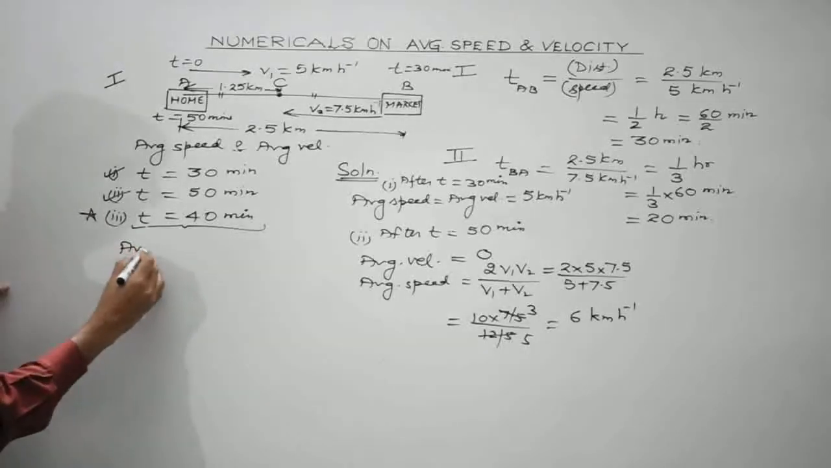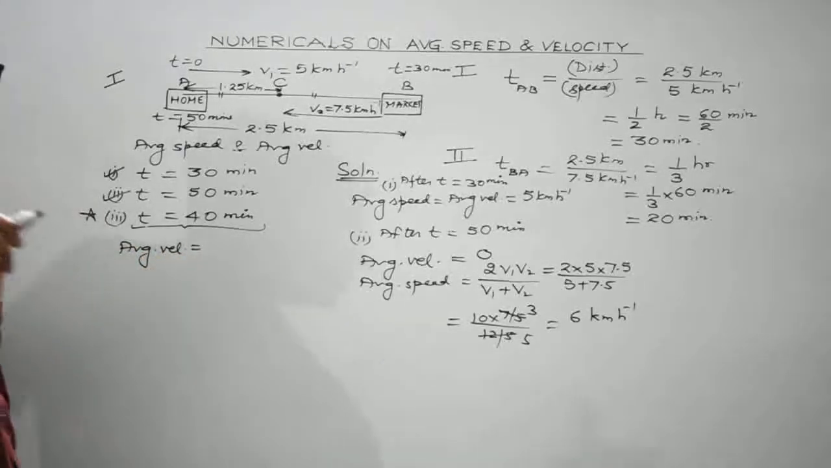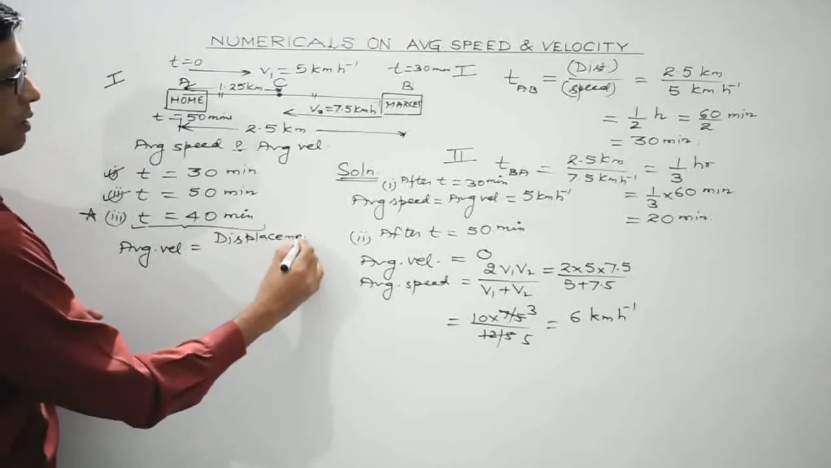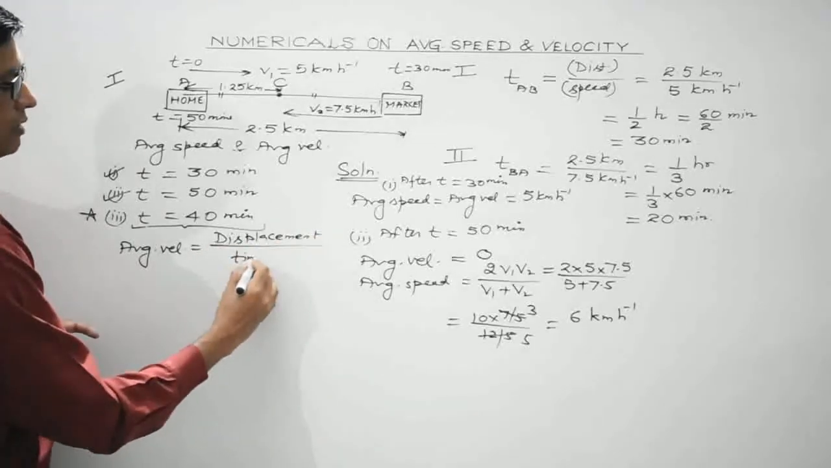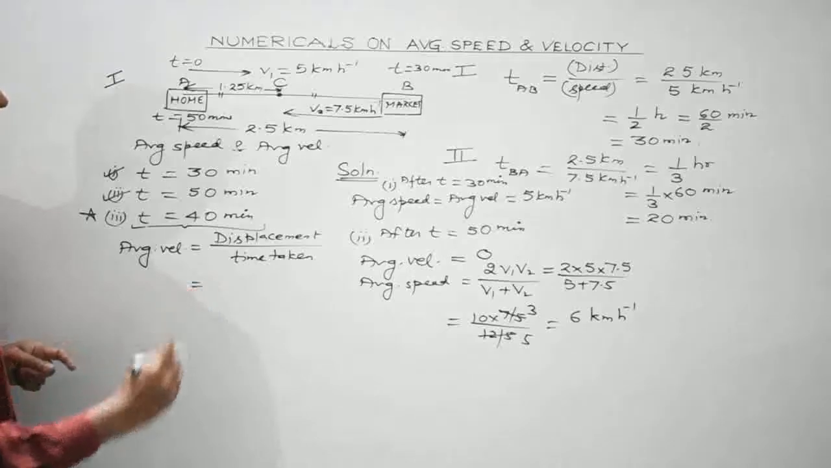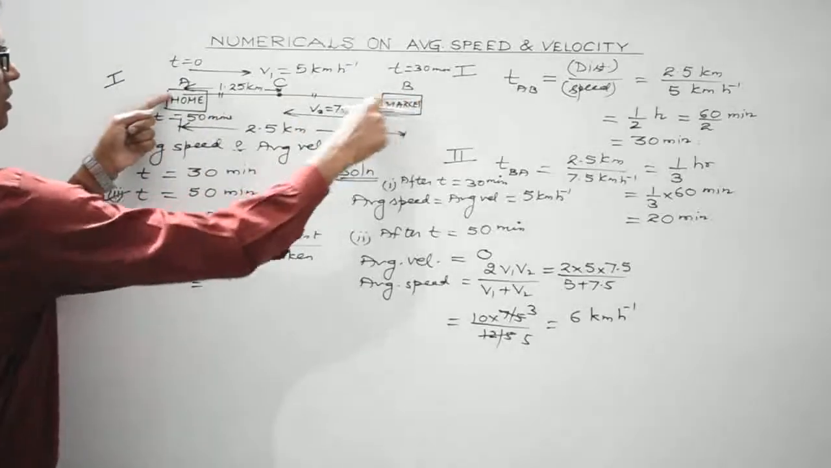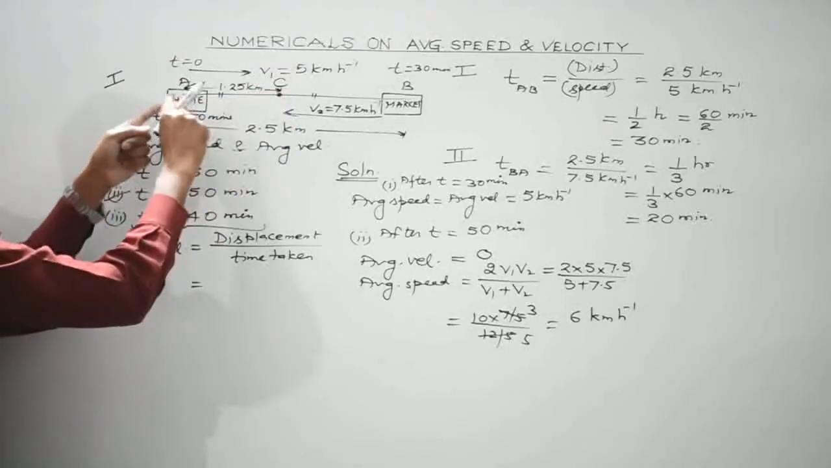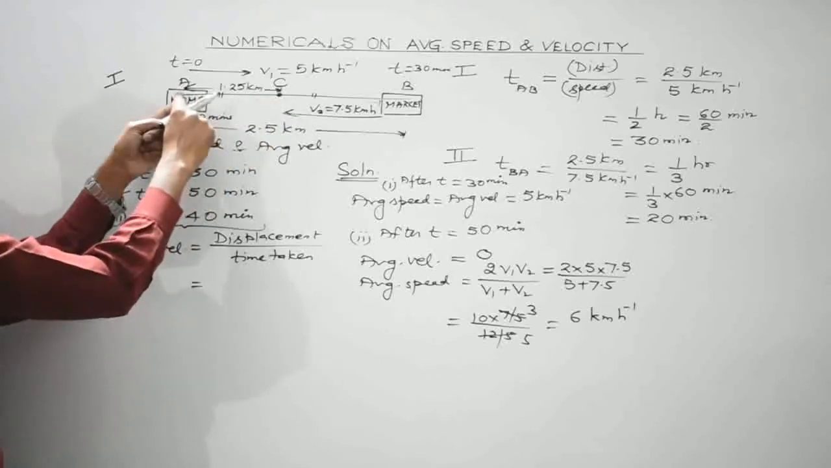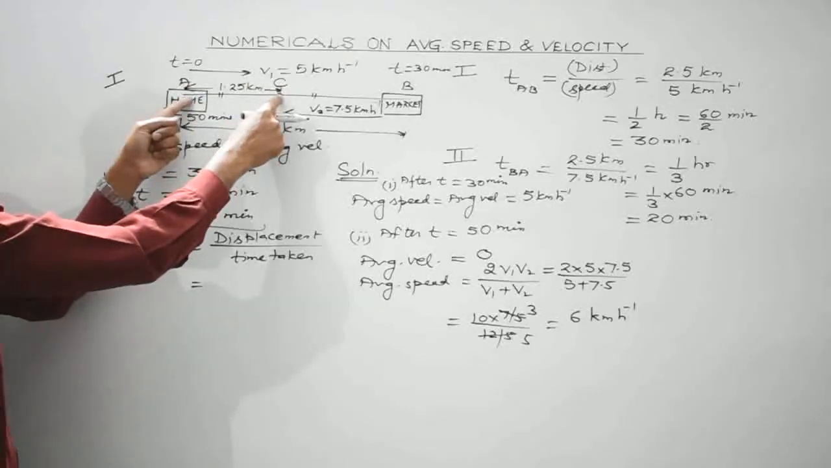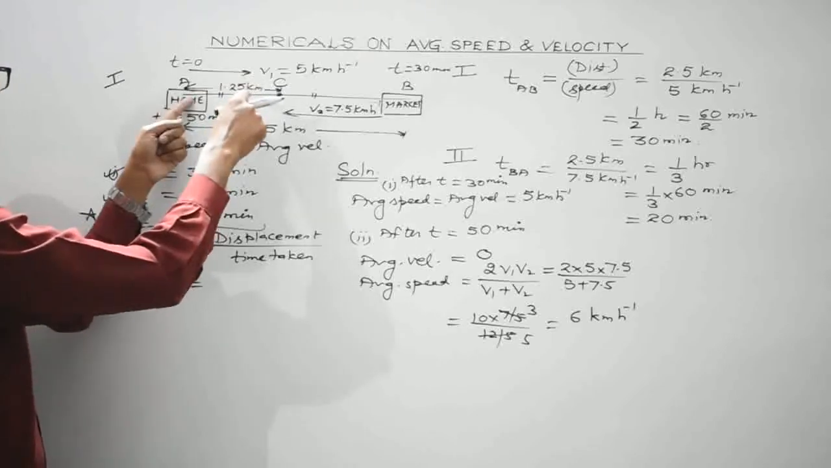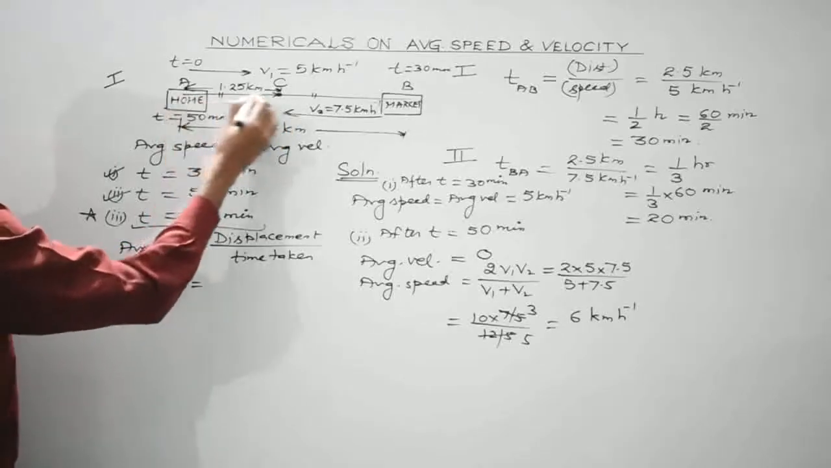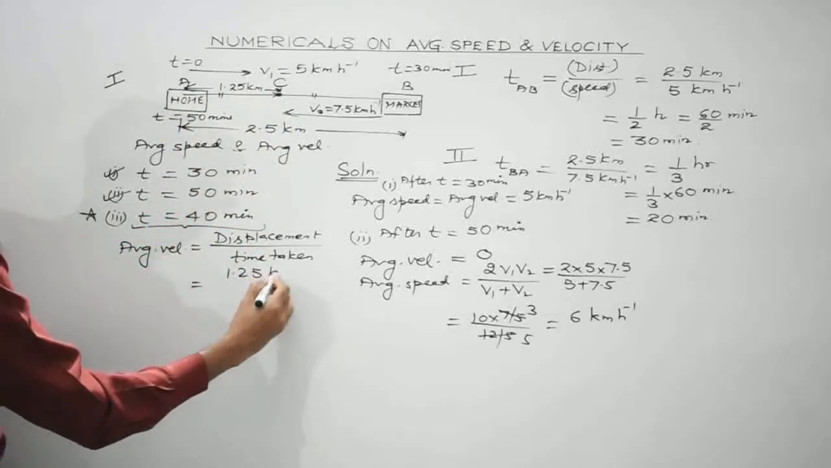So let's calculate average velocity. You are aware, average velocity is net displacement divided by time taken, right? Displacement during this 40 minutes. This is the initial position, this is the final position. So what is the displacement, students? It is 1.25 kilometer, right? Displacement is the shortest possible path between the initial and the final position given by a straight line, right? So this is the displacement, A to C, 1.25 kilometer.